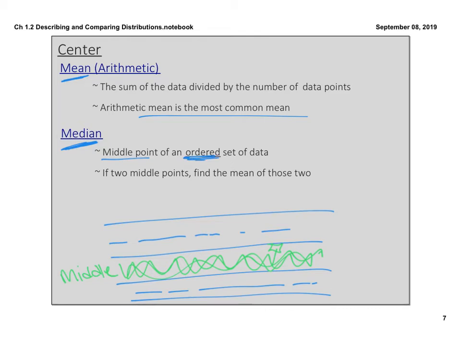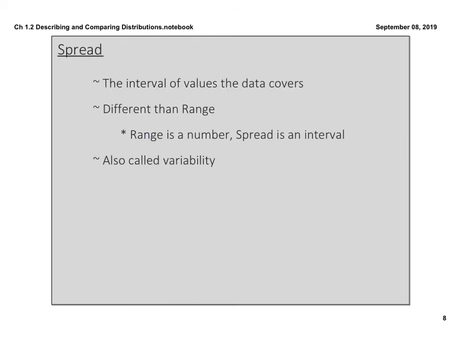So those are two ways to describe the center. You may not know what those values are, but you can approximate, or you can give an approximate answer. And then spread. Spread is the interval of values that the data covers. It's a little bit different than range. If I were going to give a range, I'm giving one number.